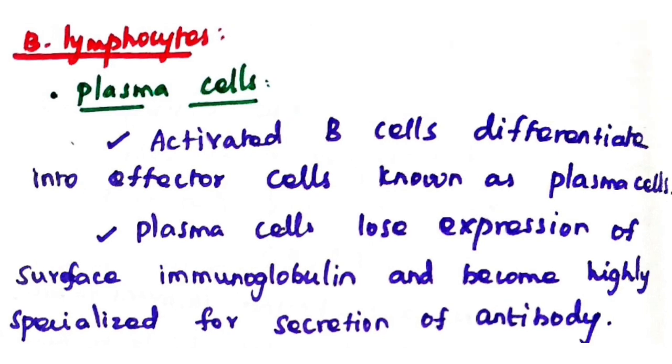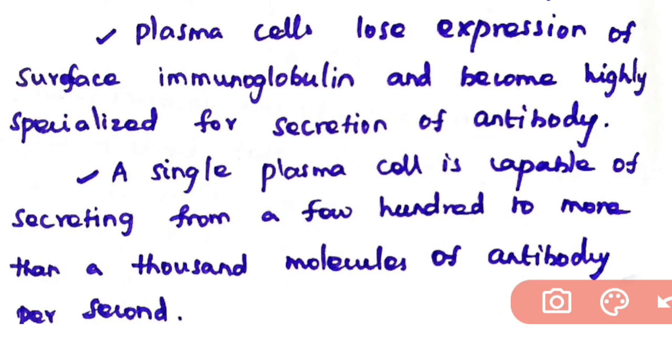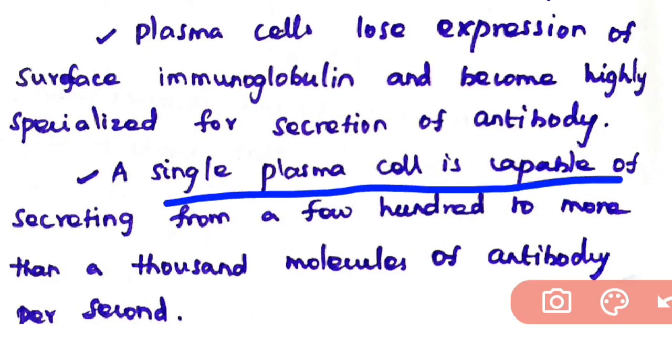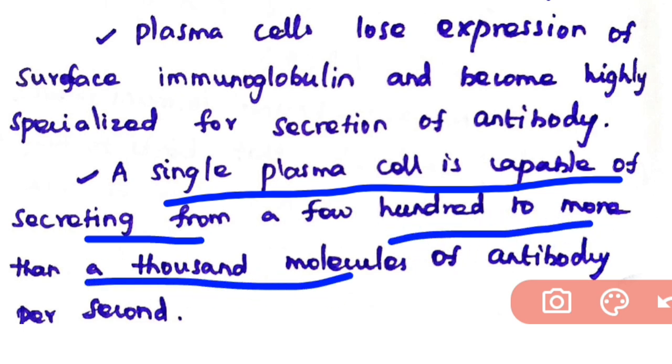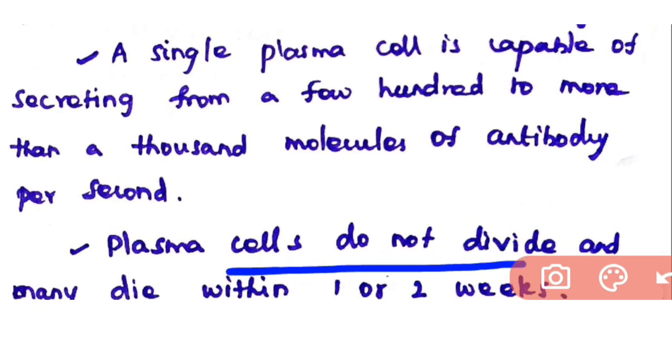So it loses the expression of surface immunoglobulins and starts to secrete a particular antibody. A single plasma cell is capable of secreting from a few hundred to more than 1,000 molecules of antibody per second. These plasma cells do not divide and may die within 1 or 2 weeks.